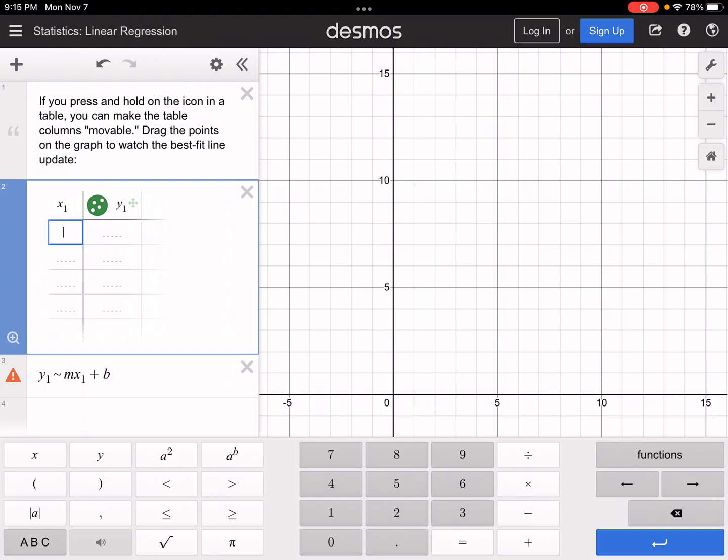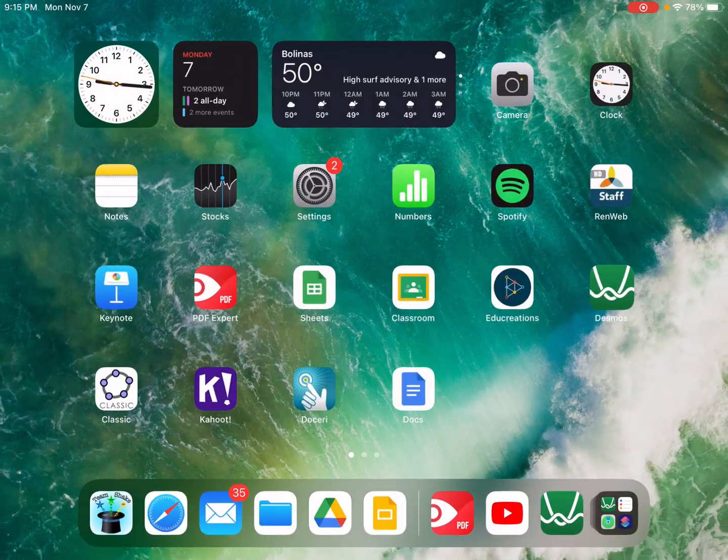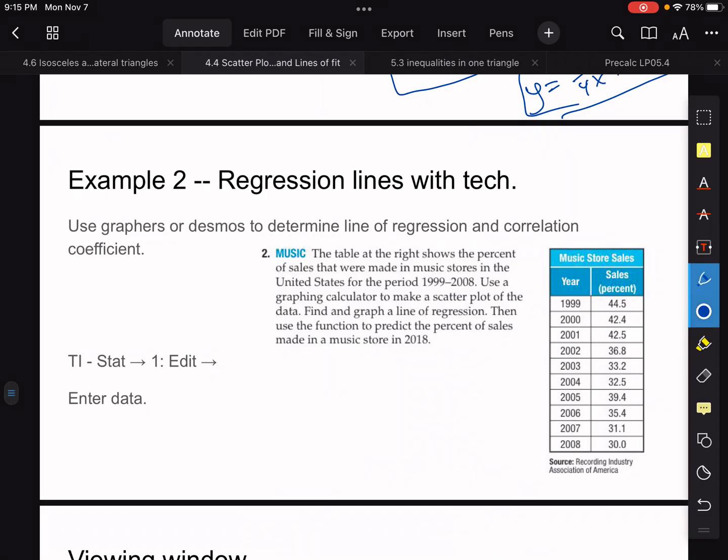I'm not going to go back and forth and do all of this with you here, but in this one we have years and sales. Let's make sure we read this correctly. It says the table at the right shows the percent of sales that were made in music stores in the United States for the period 1999 to 2008. Use a graphing calculator to make a scatter plot of the data. Find and graph a line of regression. Then use the function to predict the sales made in a music store in 2018.